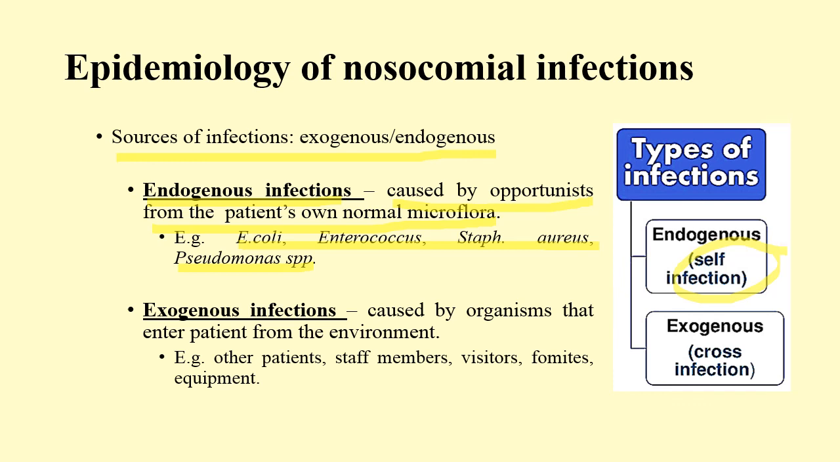On the other hand, exogenous infections are caused by bacteria that enter patients from the environment, and this is usually called cross infection. Cross infection can happen from other patients, staff members, visitors, fomites, or equipment, particularly contaminated equipment.